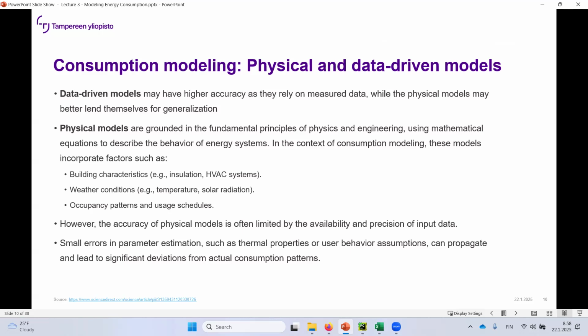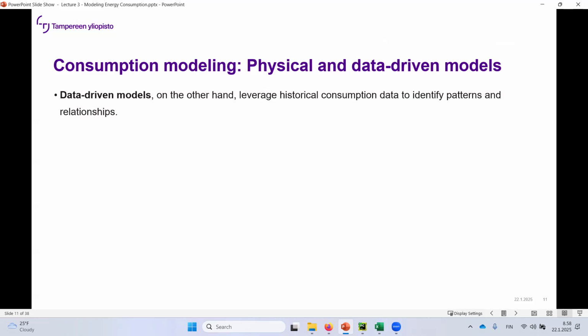Thermal property estimation, if they go wrong, it makes a difference. Behavior assumptions, you have to make assumptions. They can lead to significant deviations in the results.